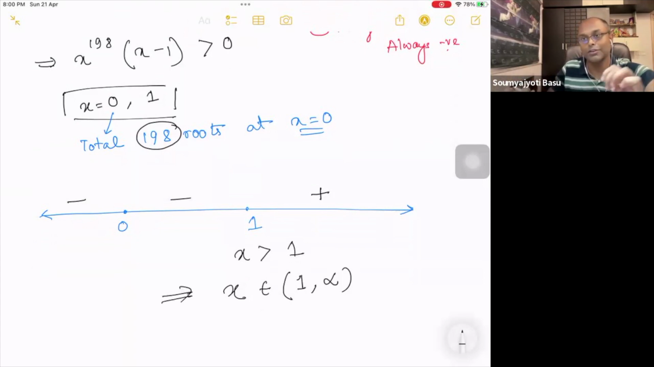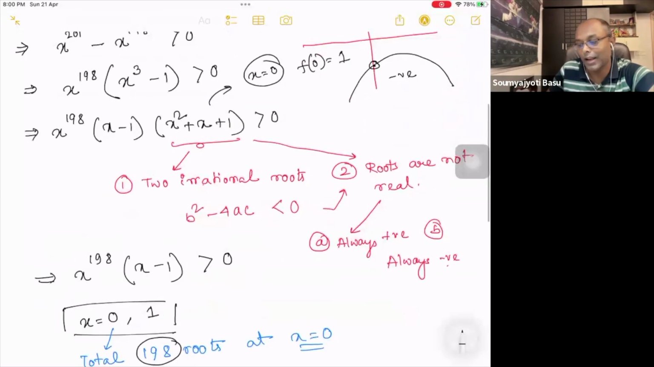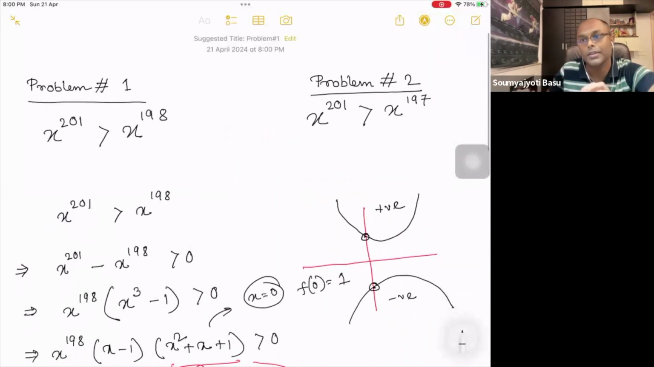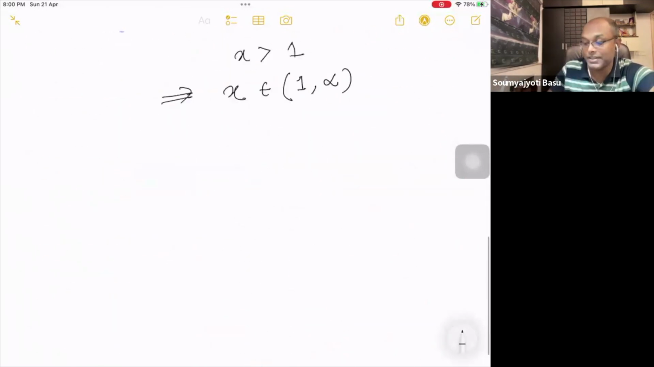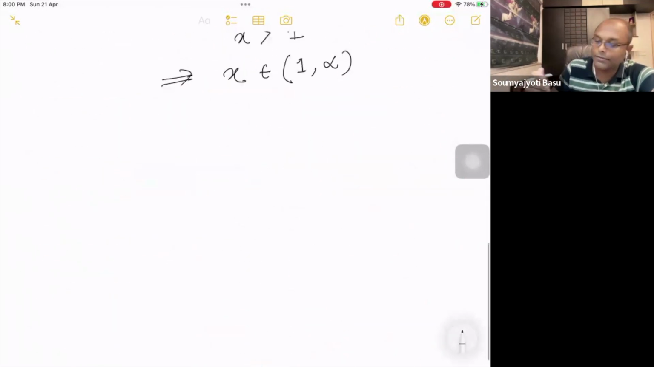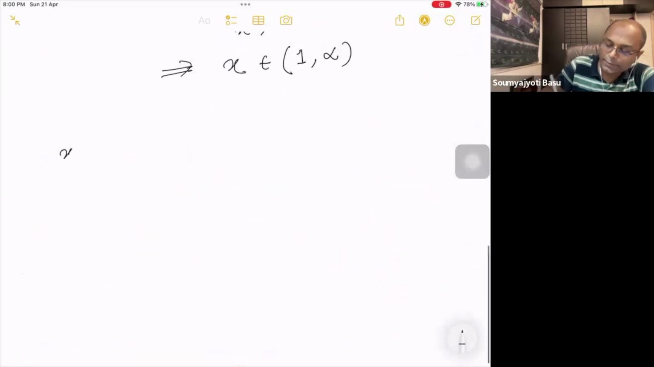Hope this is absolutely clear. Okay, now let's take up the next problem. The next problem is very close by. Only thing is that the right hand side has 1 degree lower, right? Let's see what happens now. So I have the next problem, x to the power 201 greater than x to the power 197. Let's continue with the steps. Very easy to understand.